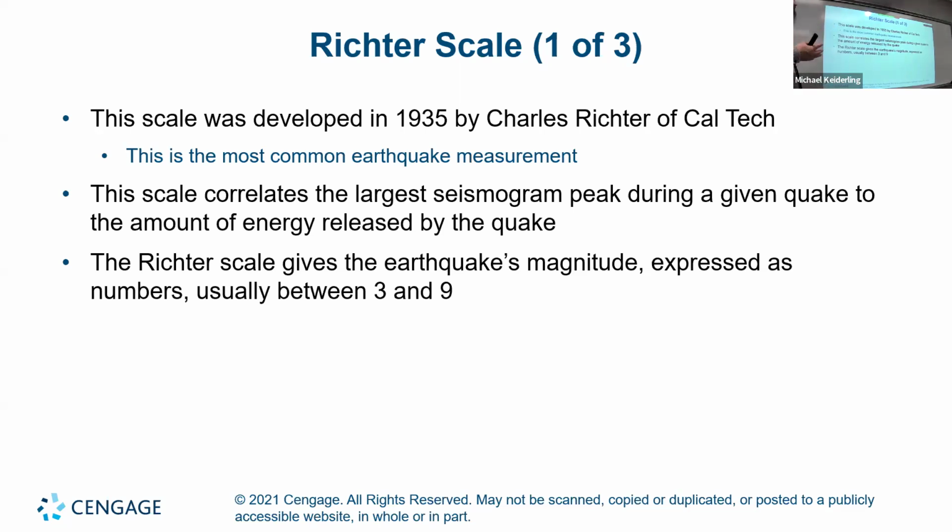But it only affects really big earthquakes. And the Richter scale gives the earthquake's magnitude expressed in numbers. And for earthquakes that humans experience, those numbers are usually between 3 and 9. Below 3, you basically can't feel it. And earthquakes above 9 are terrifying and generally don't happen.